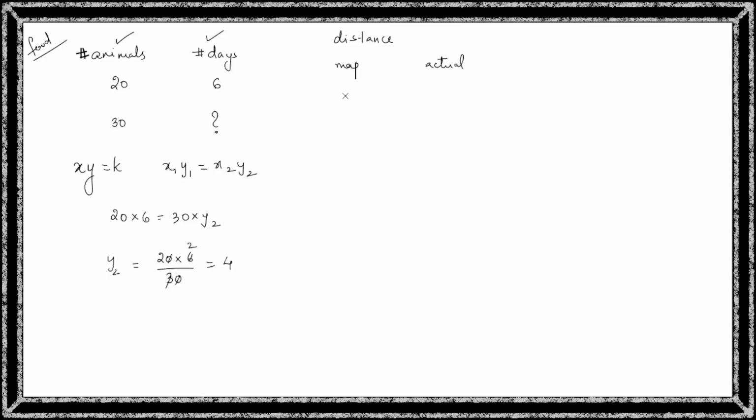And on the map, 1 centimeter is equal to 18 kilometers on road, correct? So that is the information given to us. Now if she has traveled 72 kilometers, then what is the distance traveled on the map? That is the question, right?